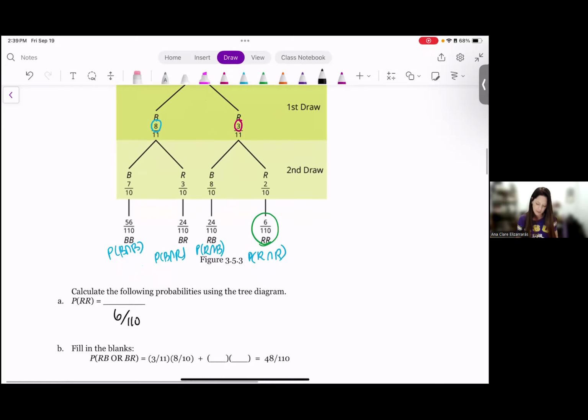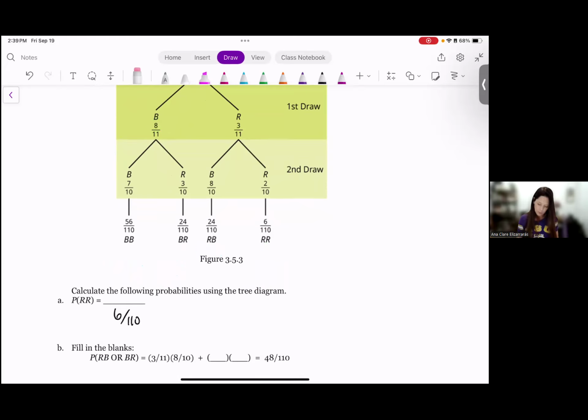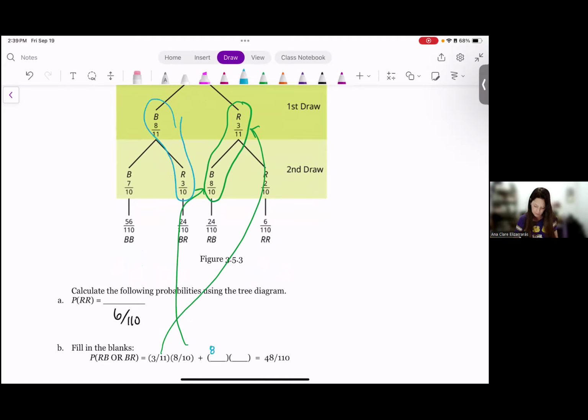Now they're asking us to fill in the blanks. The probability of red-blue or blue-red. So red-blue or blue-red. Red-blue is here. And they have 3/11 times 8/10. So 3/11 comes from here. The 8/10 comes from here. Now I need to do the same thing for blue-red. So those two fractions are 8/11 and 3/10.